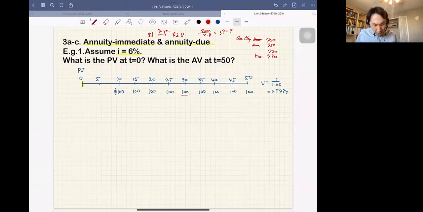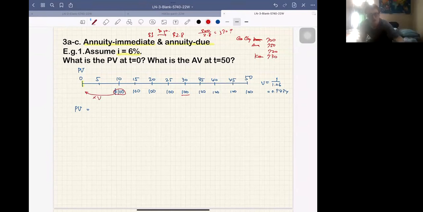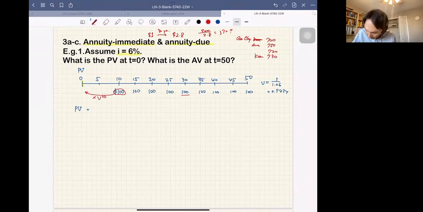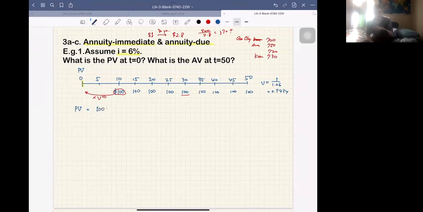Okay, so we start, and PV. The way to calculate this is always we evaluate at time 0. So this $100 becomes 100 times V10. 100 V10, and the 100 times the V15, and up to 100 times V50.